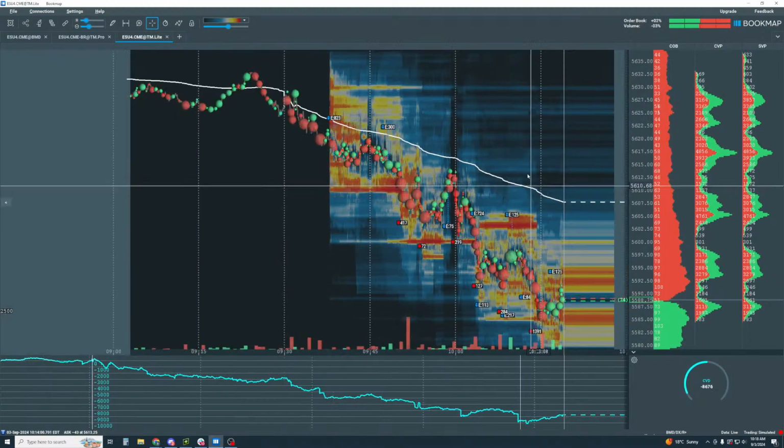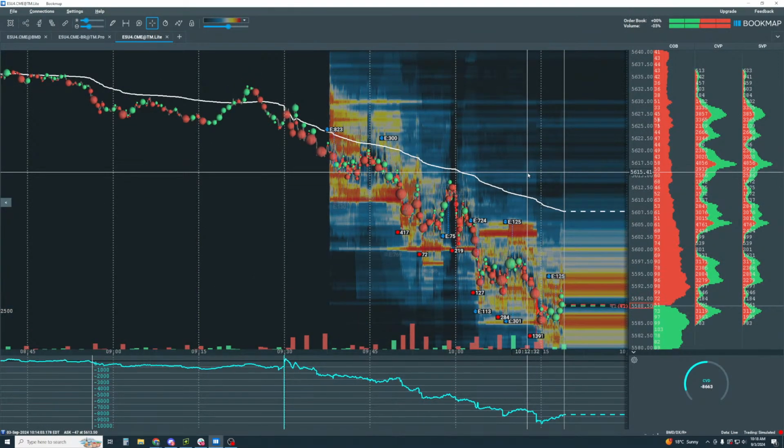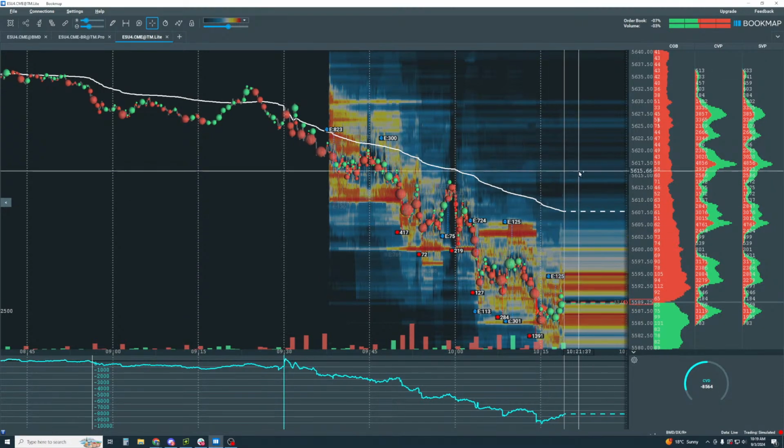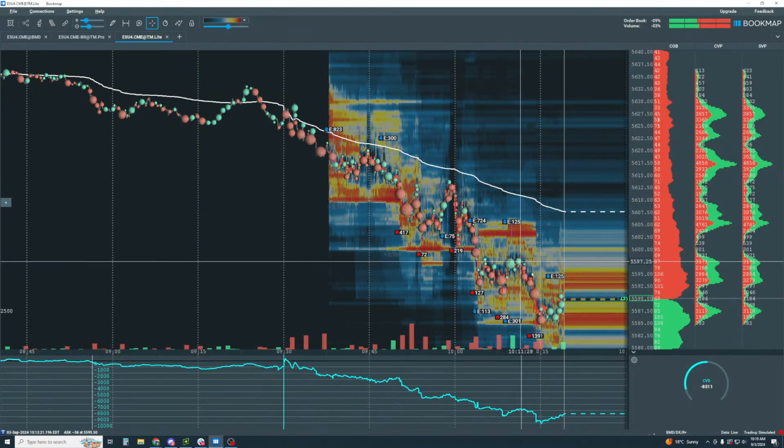Now, how do we relate that to Bookmap? Just go back and take a look here. Okay, so how's our 94 area?